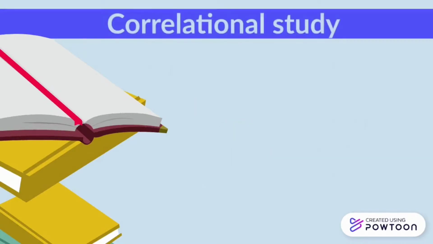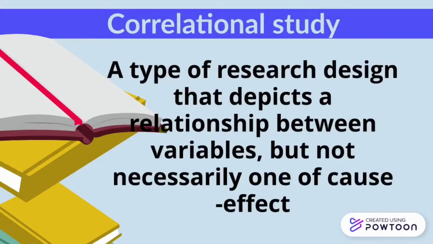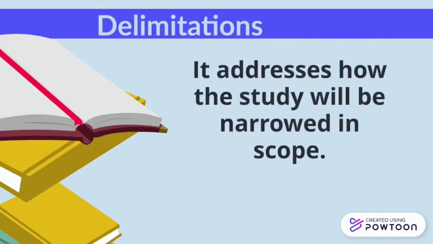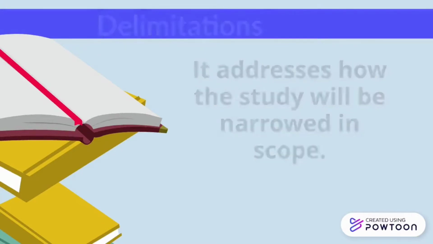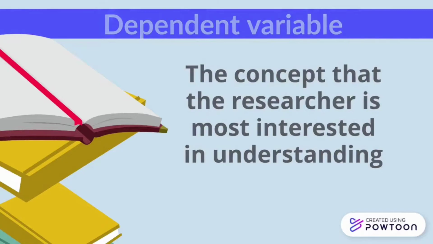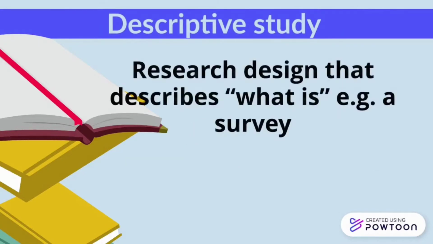Correlational study. A type of research design that depicts a relationship between variables, but not necessarily one of cause and effect. Data. Information used as a basis for reasoning, discussion, or calculation. Delimitations. It addresses how the study will be narrowed in scope. Dependent variable. The concept that the researcher is most interested in understanding. Descriptive study. Research design that describes what is.